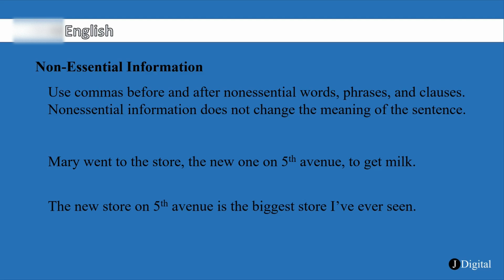Now if we had this one, the new store on Fifth Avenue is the biggest store I've ever seen. In this case, that information, the new store on Fifth Avenue, is more important to this sentence because it's describing that this is the biggest store and it refers back to the new store that's on Fifth Avenue Street. If I just said the new store, you wouldn't really know which one you were talking about. So in this case, that is essential information and you wouldn't separate it out with the commas.